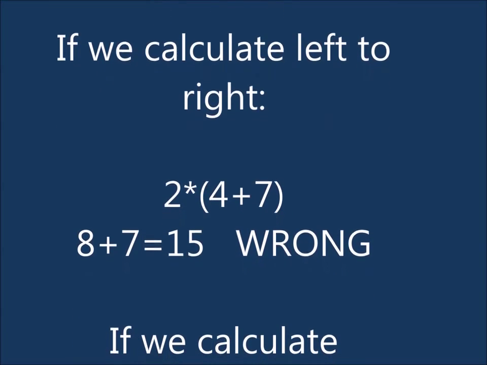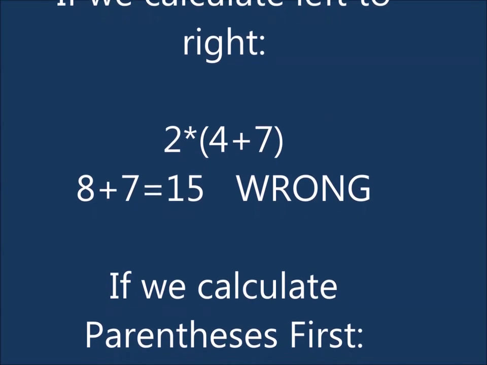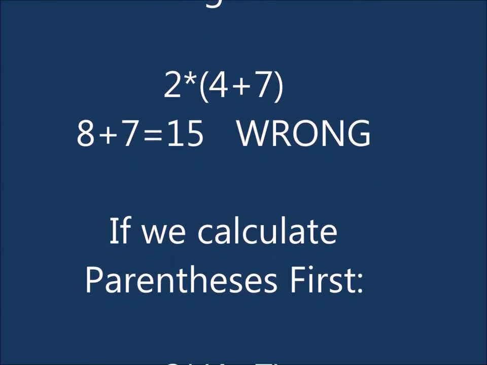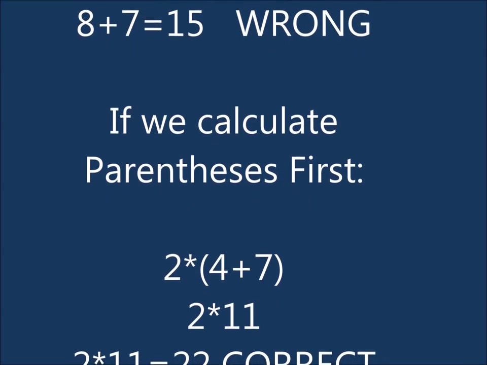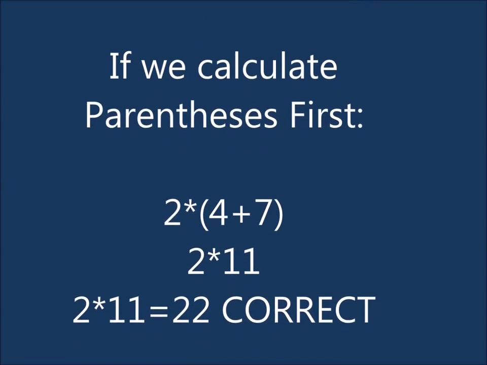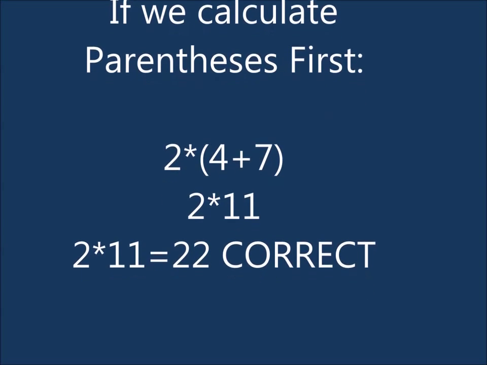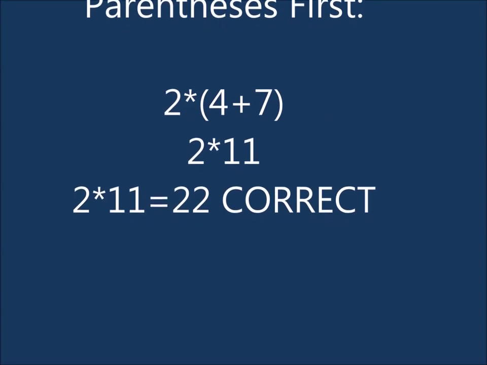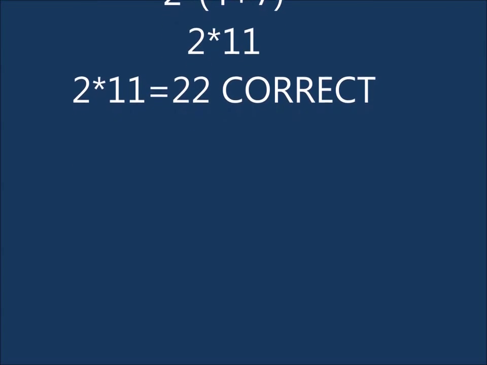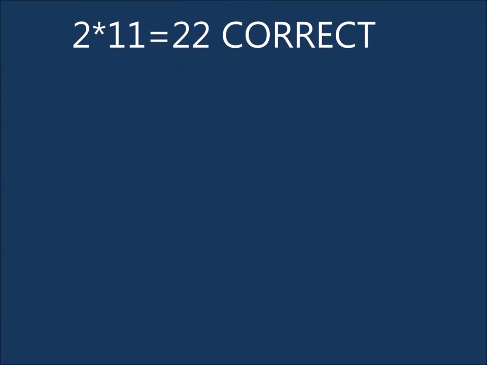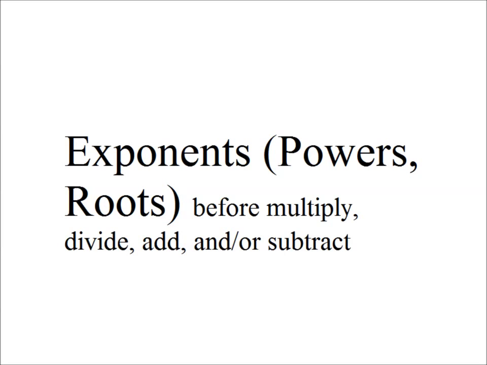If we calculate parentheses first, again, our original problem is 2 times parentheses 4 plus 7 end parentheses. So if we calculate parentheses first, we'll have 2 times 11, which if we calculate gives us 22, and that is the correct answer. Okay.